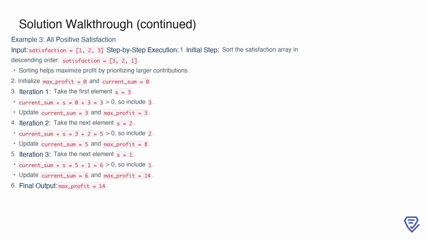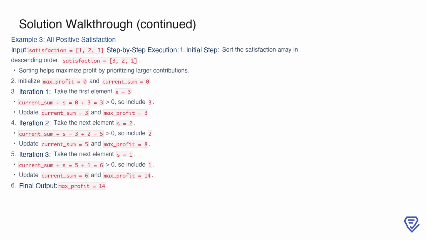Now let's look at an example where all satisfaction values are positive. The input array is 1, 2, 3. After sorting in descending order, the array becomes 3, 2, 1. This sorting step ensures that we maximize the potential profit by prioritizing larger contributions first. We then initialize max_profit and current_sum to 0.